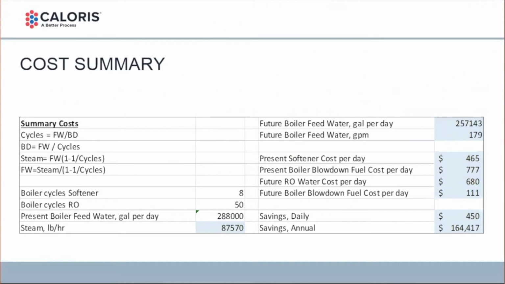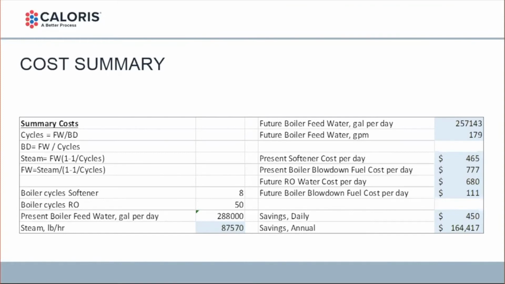So using the cost of 1,000 gallons for the softener and the cost per 1,000 gallons for the RO, and what the boiler blowdown is going to cost in the future and what it costs today, the present softener cost per day is $465. The present boiler blowdown fuel cost per day is $777. The future RO water cost per day is $680, and the future boiler blowdown fuel cost per day is $111.